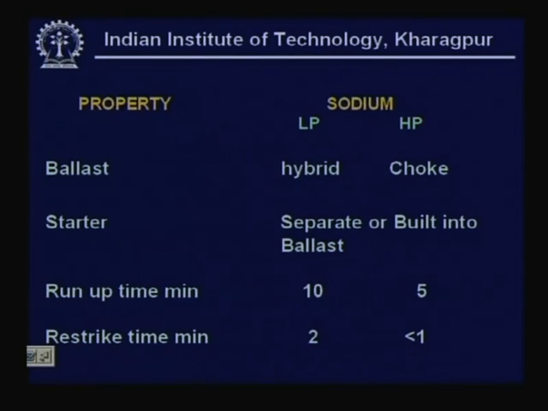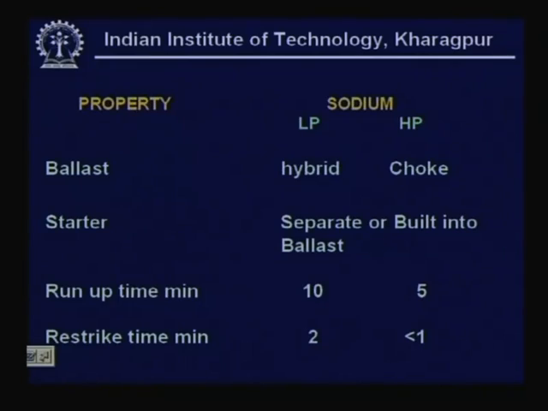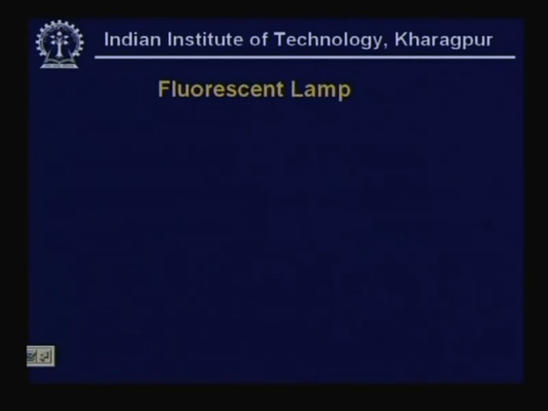In fact, all of us have seen that the initiating process today, we have run up time close to about 5 minutes. We could see the initiation is through, say, neon gas, which gives rise to a reddish light initially, and subsequently we get the yellowish orange spectrum or light with the sodium vapor. The restrike time in case of low pressure one is about 2 minutes, whereas in a high pressure one it is less than 1 minute.